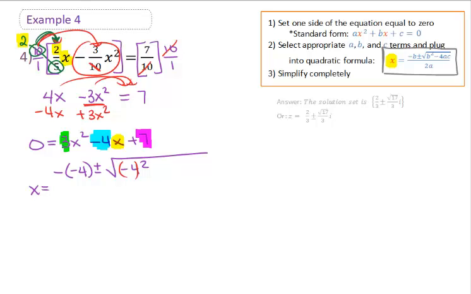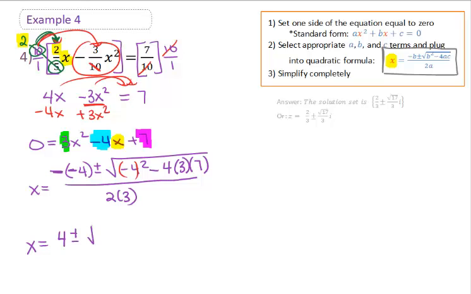Finishing my formula, I have minus 4 times my a value, which is 3, times my c value, which is 7. And this is all over 2 times my a value, which is 3. So simplifying a little bit here and there. On the left, I have a negative 4, which simplifies to give me a positive 4.